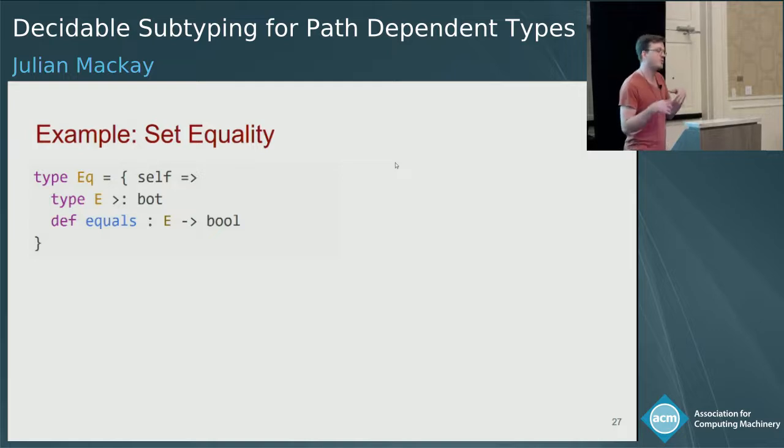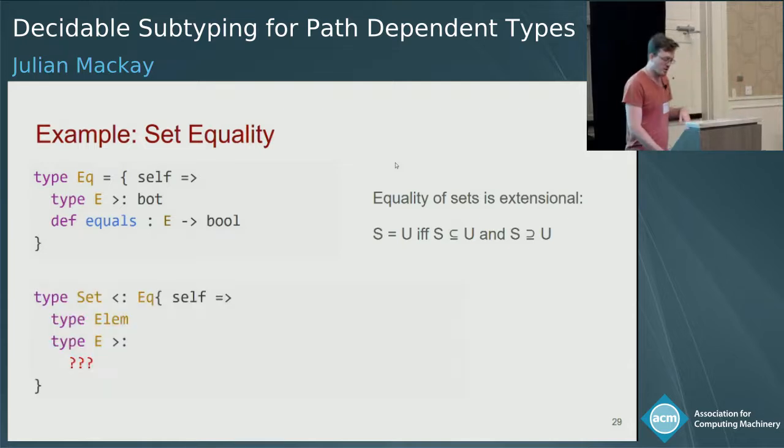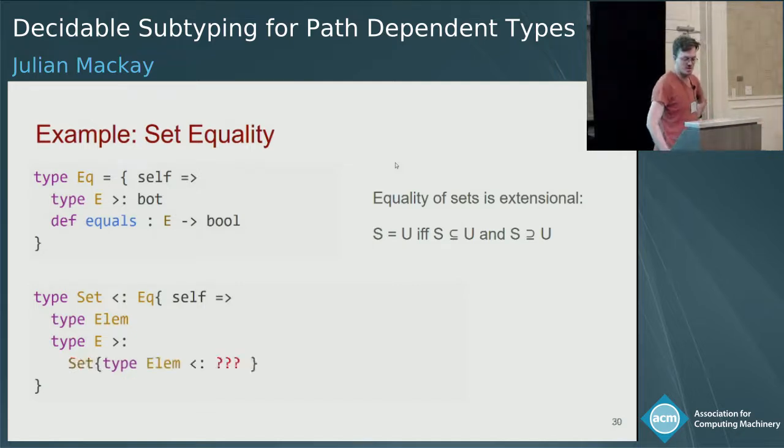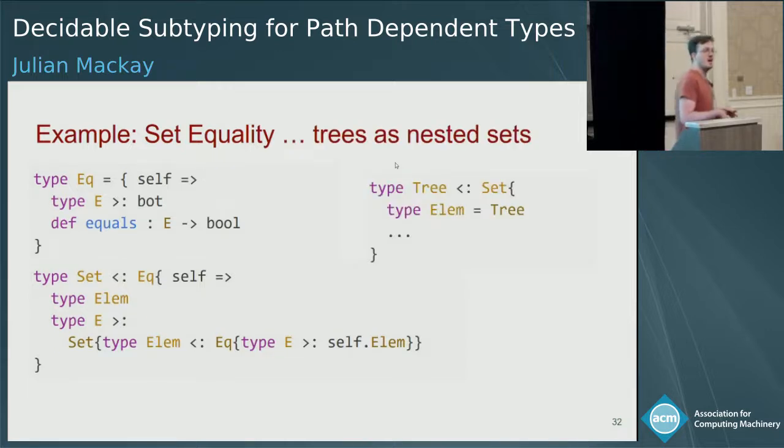So now, maybe what we want to do is we want to extend this to give us equality of sets, something a bit more interesting. And so we define this EQ interface, and we want our equality of sets to be extensional. So what we want in this case is set S to equal set U, only in the case that the elements themselves are equal. So we say we want to redefine our set type to be in terms of EQ, and we say our set must only be equal to other sets whose elements are equal to our elements. And we can use this to define trees as a set of nested sets, right?